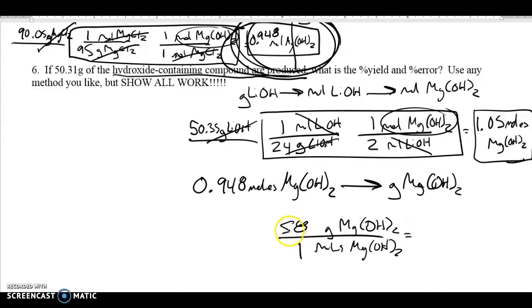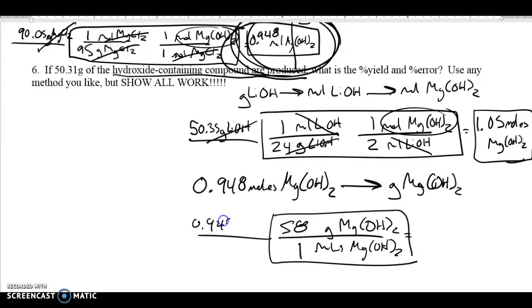If you don't know where that number came from, go back to molecular formulas and molar masses, watch that video. And then here's our tool, multiply it by the 0.948 moles of MgOH2 that we're using, and we find out that 0.948 times 58, we have equals 54.98 grams of magnesium hydroxide.